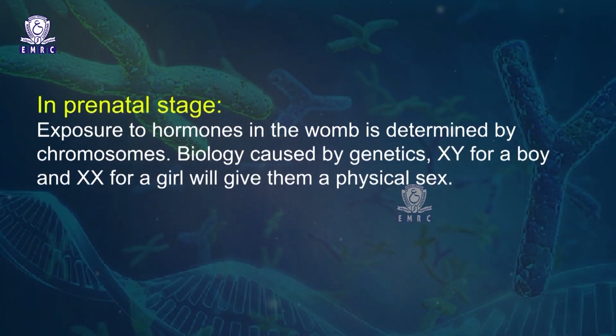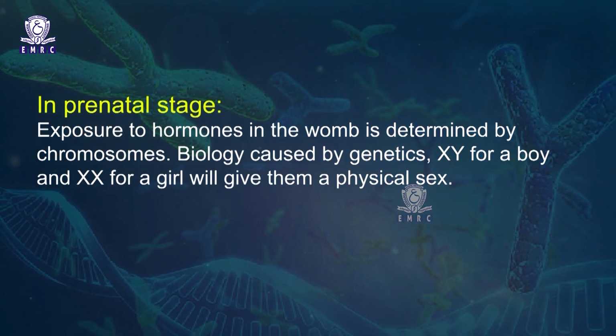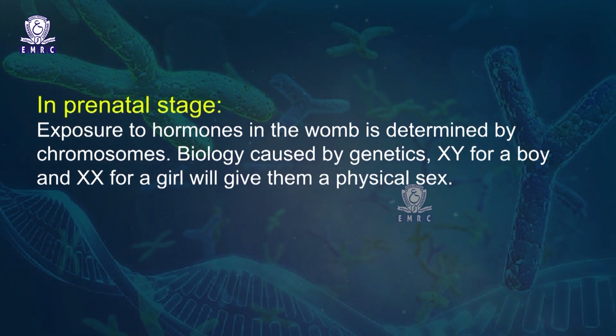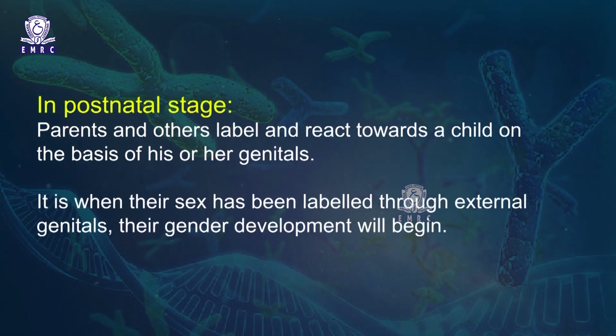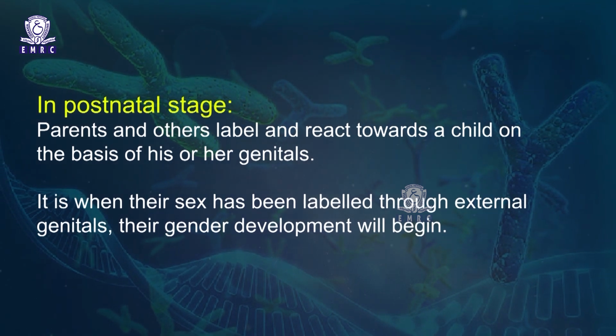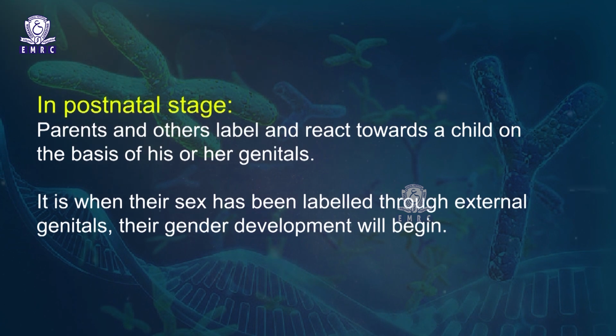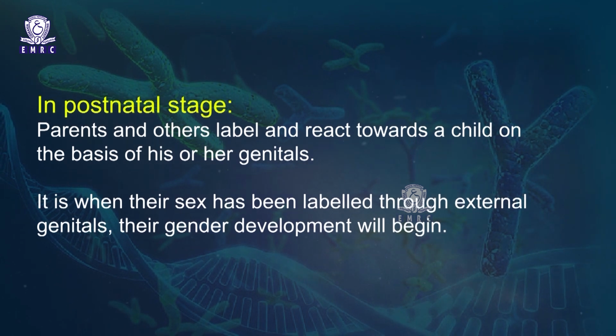Gender role preferences are determined by a series of critical events in prenatal and postnatal stages. In the prenatal stage, exposure to hormones in the womb is determined by chromosomes. Biology caused by genetics, XY for a boy and XX for a girl, will give them a physical sex. In the postnatal stage, parents and others label and react towards a child on the basis of his or her genitals. It is when their sex has been labeled through external genitals that their gender development will begin.